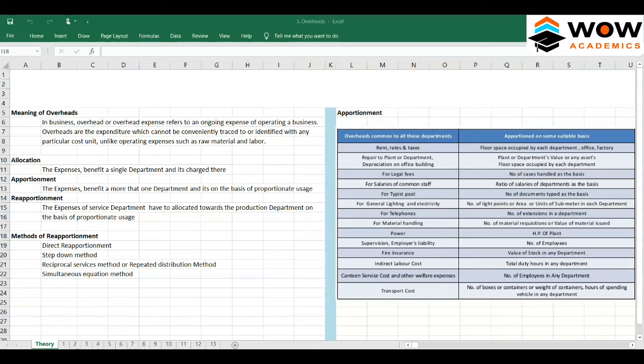So welcome to this video. In this video we are going to deal with overheads. So first we'll see what overheads are. See, overheads are the other expenses, apart from direct material.